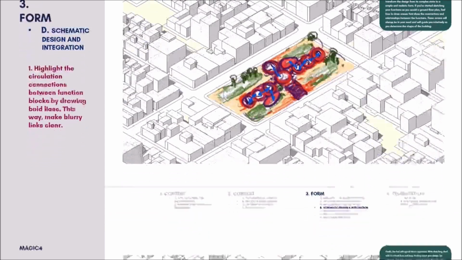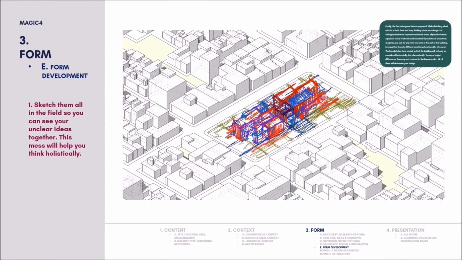E. Form development. Sketch them all in the field so you can see your unclear ideas together. This mess will help you think holistically. Finally, the first orthogonal sketch appeared. While sketching, don't stick to a fixed form and keep thinking about your design. Let orthogonal solutions represent technical areas, elliptical solutions represent areas of stretch and freedom.